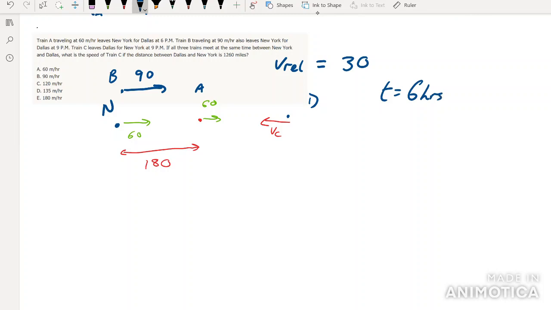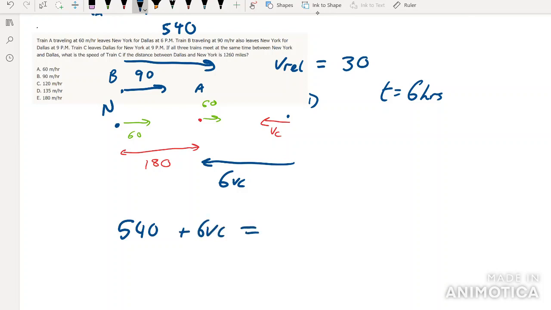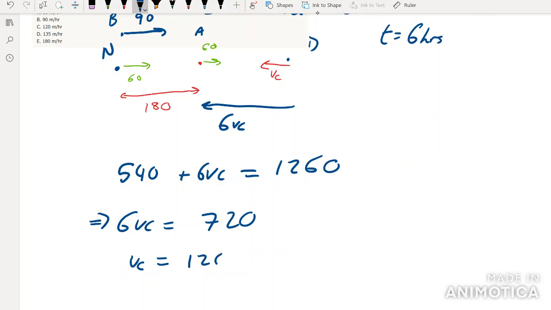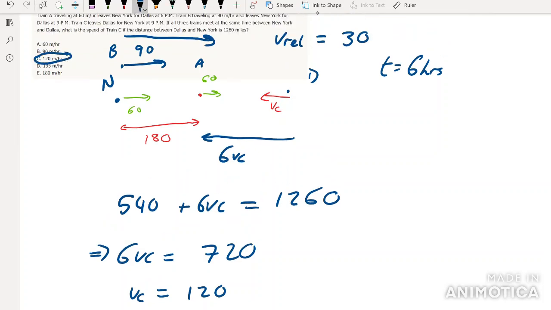And so that means that C has now traveled 6 hours in this direction. So he's traveled 6 VC. And we know that in that time, B has traveled 6 hours to the right. So that's going to be 540, 6 times 90. And so therefore, we have 540 plus 6 VC is equal to the distance, which is 1260. And so just looking at that, 6 VC equals 720. And so VC looks like it's going to be 120. And so the answer is C.